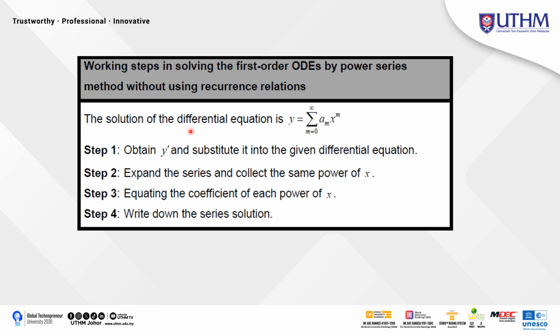Then you substitute this y and y prime into the differential equation, expand the series, and collect the same power of x. This means if you have x^2, you collect all the x^2 terms. Then equate the coefficients. You compare the coefficients, for example of x^2, on the left and right. Then finally, write down the series solution.